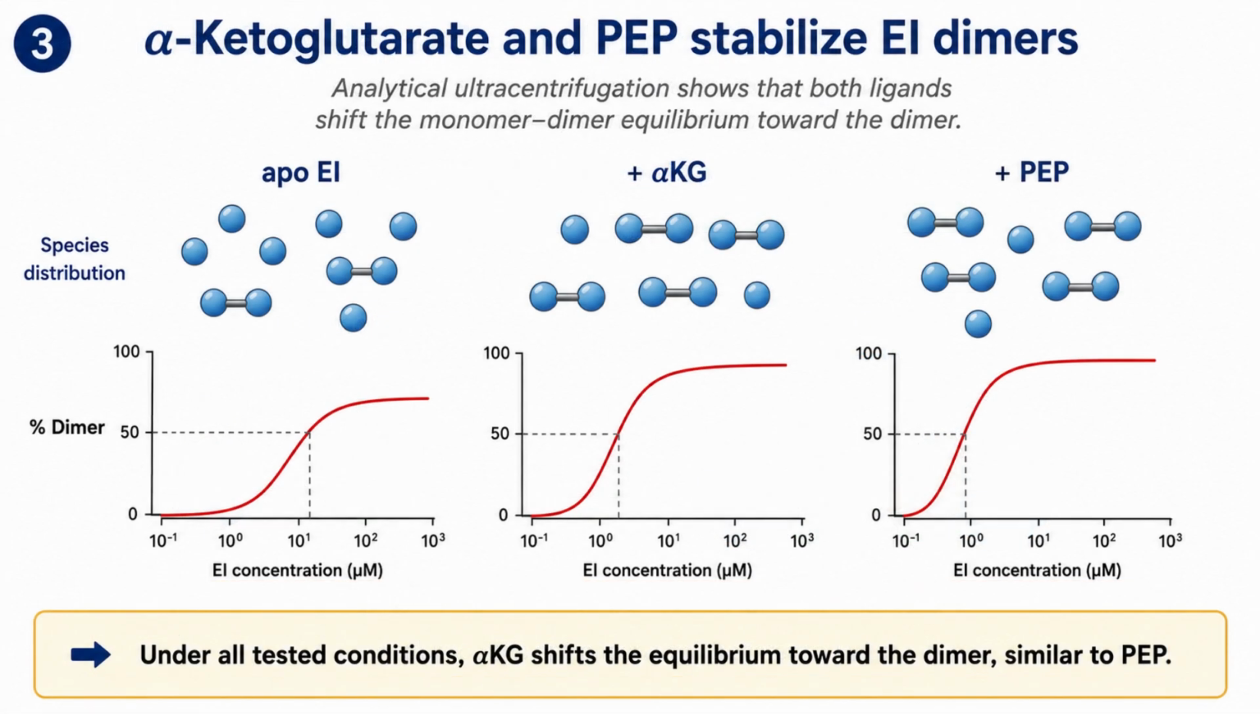We first used analytical ultracentrifugation to test how ligands affect this monomer-dimer equilibrium. The data show that both PEP and alpha-ketoglutarate shift E1 toward the dimeric state. This suggested that alpha-ketoglutarate could do more than simply compete with PEP.